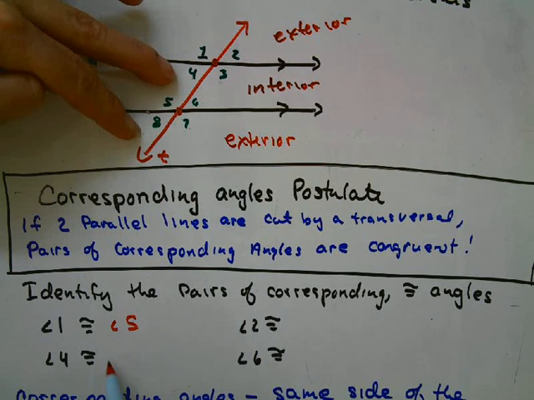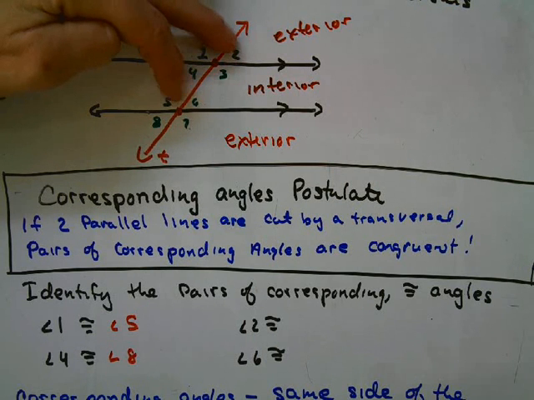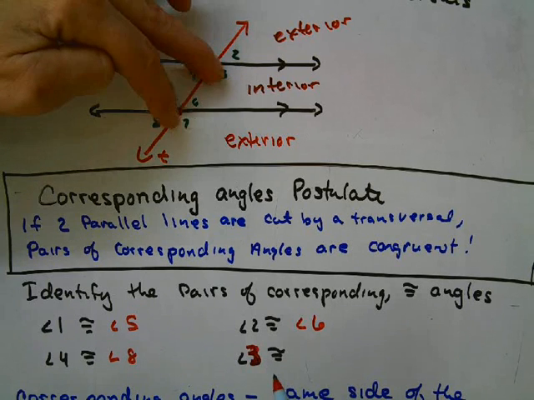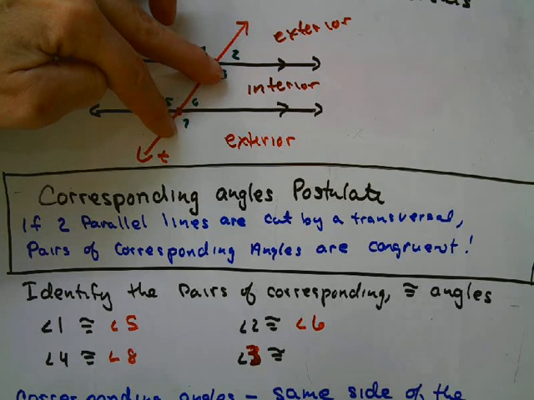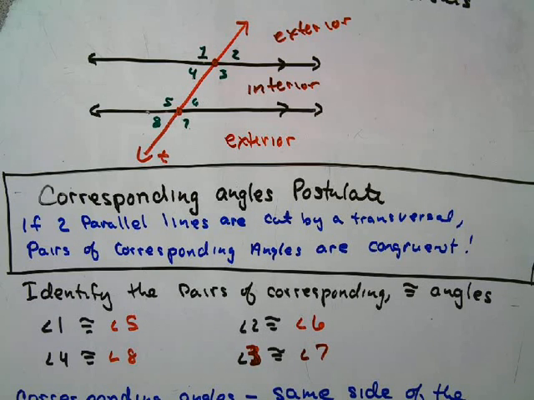Angle 4 corresponds to angle 8. Their measures are congruent. Angle 2, exterior, outside of the parallel line, corresponds with angle 6. Their measures are congruent. And angle 3, inside the parallel lines, will correspond to angle 7, which is outside the lines on the same side of the transversal. Their measures are congruent. So those are our corresponding angles.